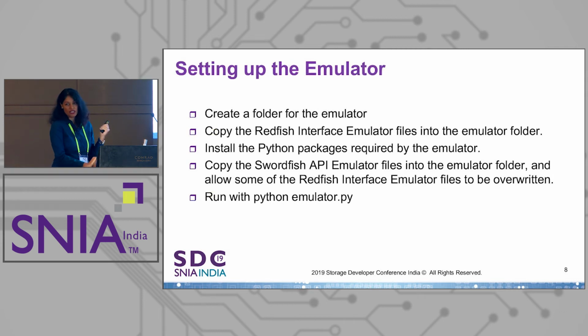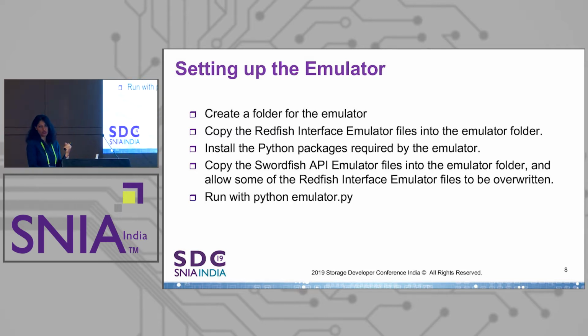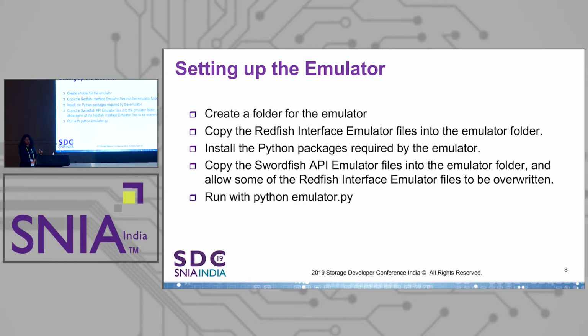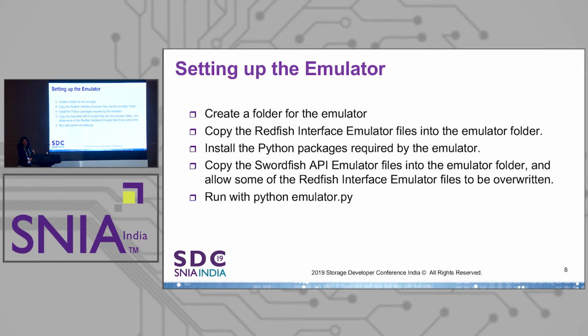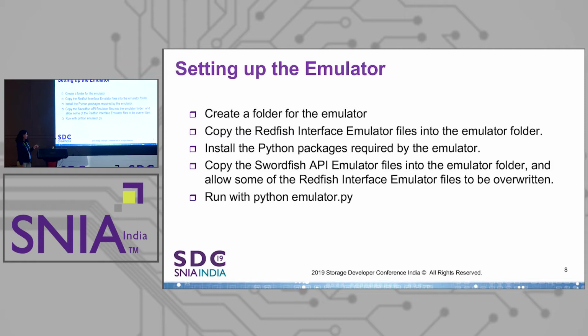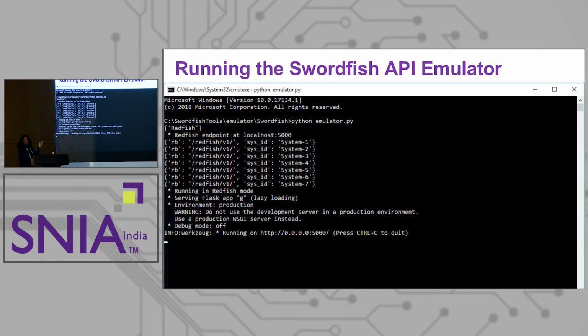Now here is about the emulator. It is an extension of Redfish. So you need to download the DMTF Redfish emulator folder. You need to create a new folder and copy the Redfish emulator resources there. Then you download the Swordfish emulator, copy that, and it will ask you for overwriting. You can go ahead and overwrite those files, and then that's it. You're good to go. You just run it like an ordinary Python file, just say Python emulator.py and you're good to go. This is how it will look like.